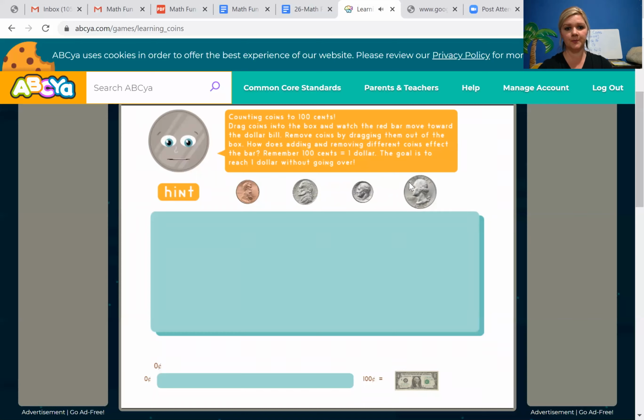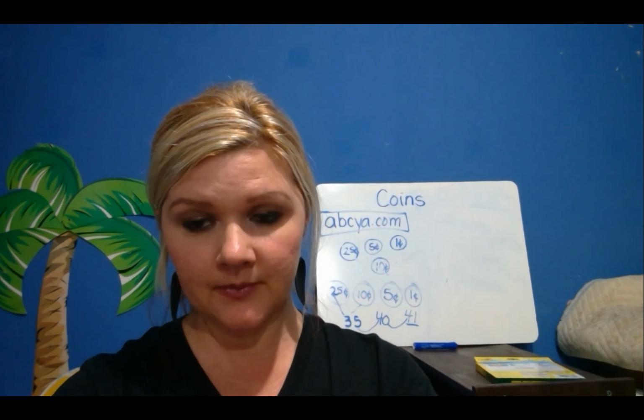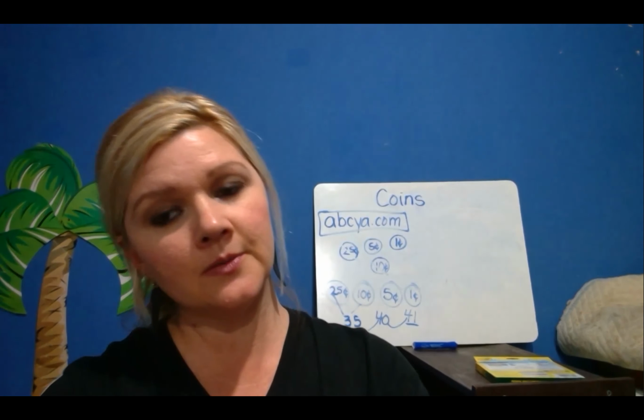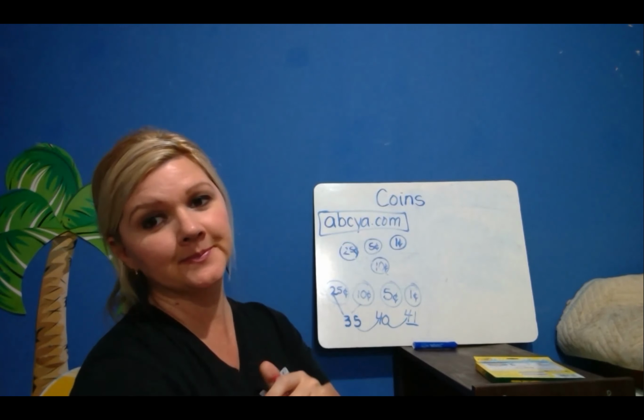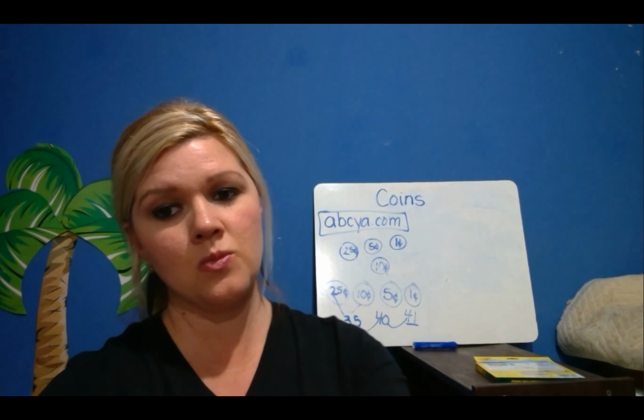Ooh. Counting coins to 100 cents. So again, drag coins into the box and watch the red bar move toward the dollar bill. Remove coins by dragging them out of the box. How does adding and removing different coins affect the bar? Remember, 100 cents equal $1. The goal is to reach $1 without going over.